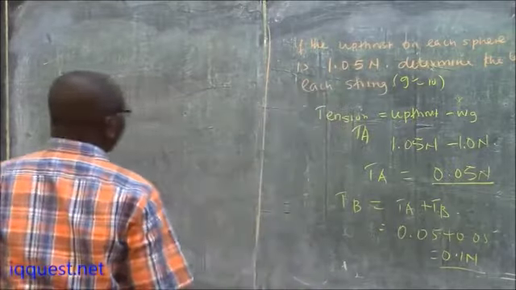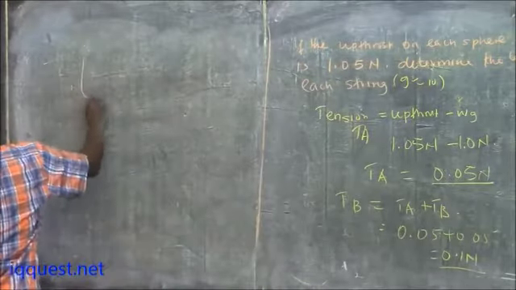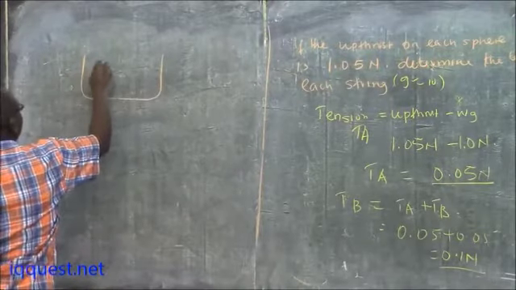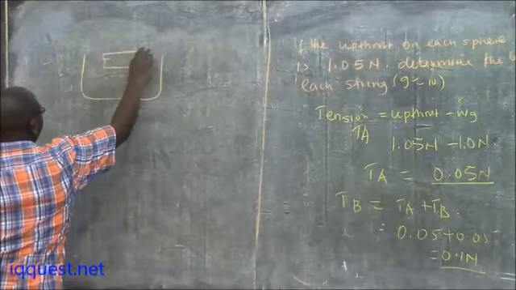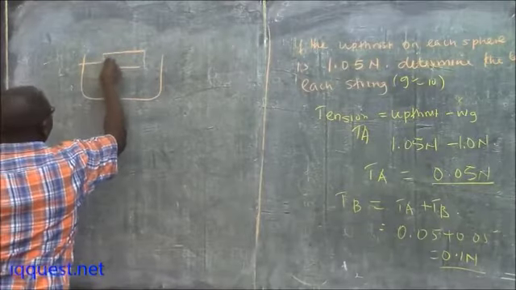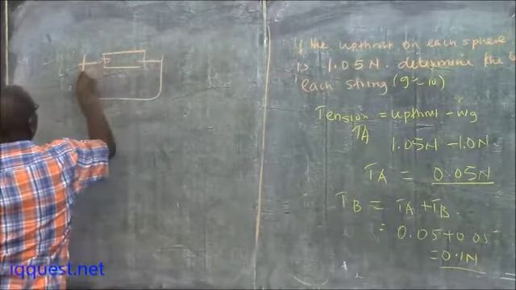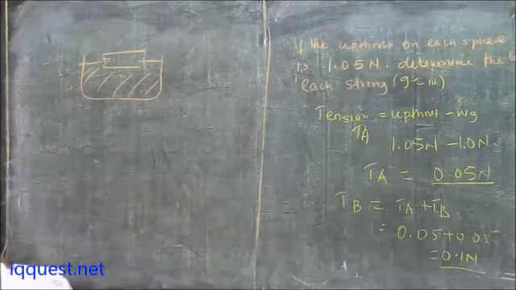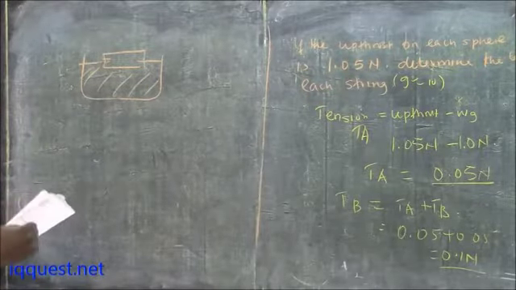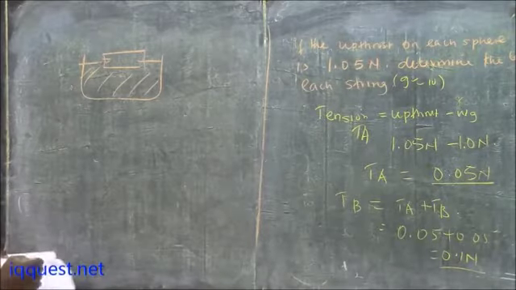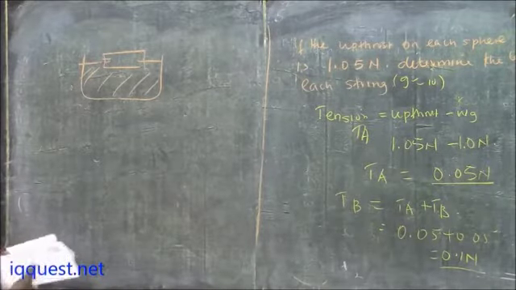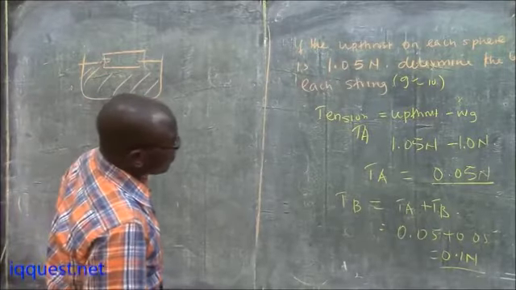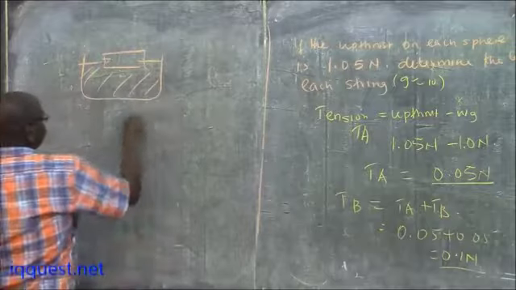We're told we have the glass block here. So this is a glass block. This is now the mercury. We are supposed to determine the volume of the glass block that lies below the mercury level. And we have the mass of this glass block as 250 grams.